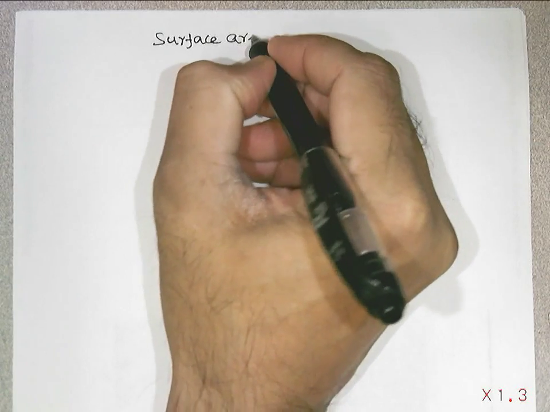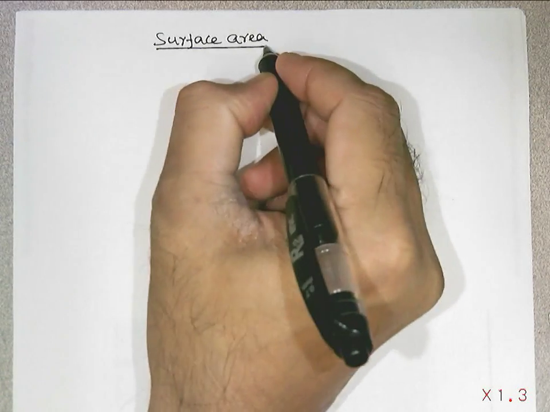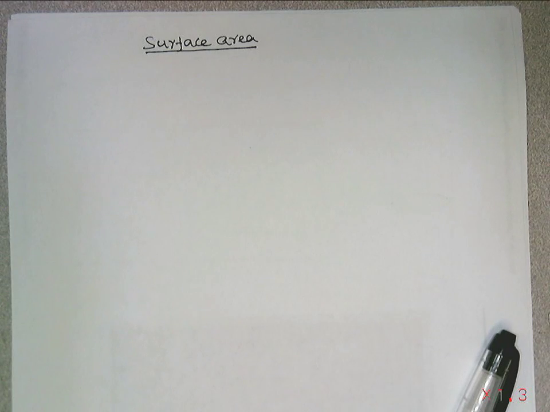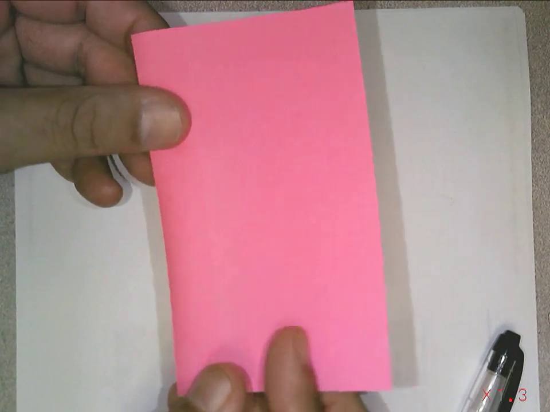When we talk about surface area of a solid, I'm taking a piece of paper.